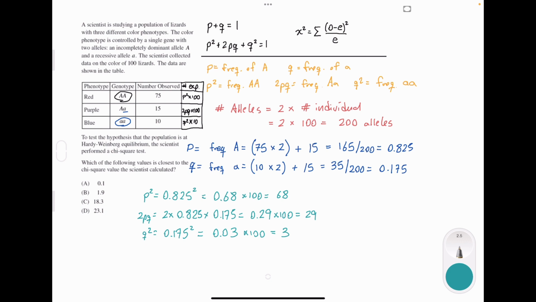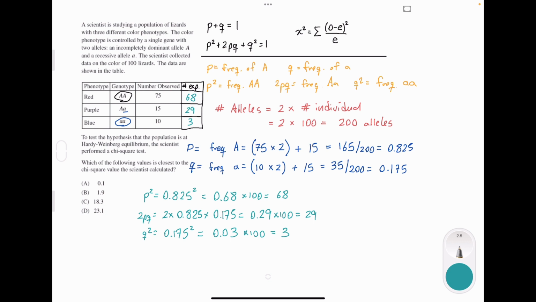Now these 3 numbers are what we can plug into this last column. So if I go ahead and erase what I've written in those columns for now, we can replace them with the new numbers that we have generated. Okay, so for our red homodominant, we have 68 individuals. For our heterozygous, we have 29, and homorecessive, we have 3.